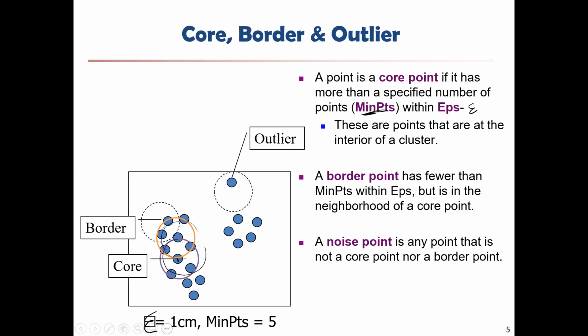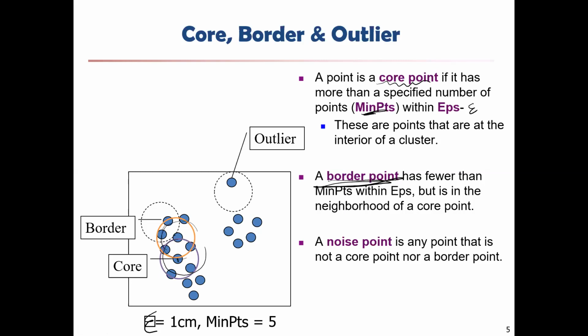A border point has fewer than the minimum number of points within epsilon, but it is in the neighborhood of a core point. If you have a point which is directly reachable from a core point, you can call it a border point. But you don't need to worry about this too much. It's just a definition. We are not going to really exploit this a lot. We are going to be more interested in core points.